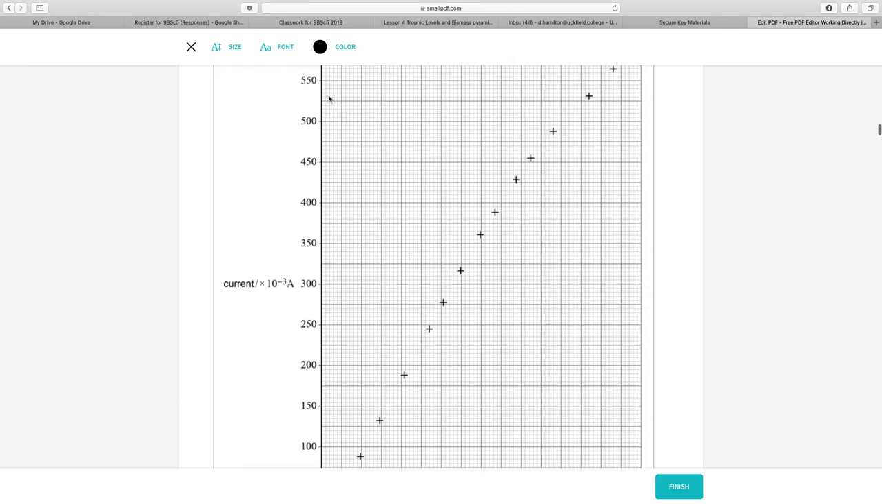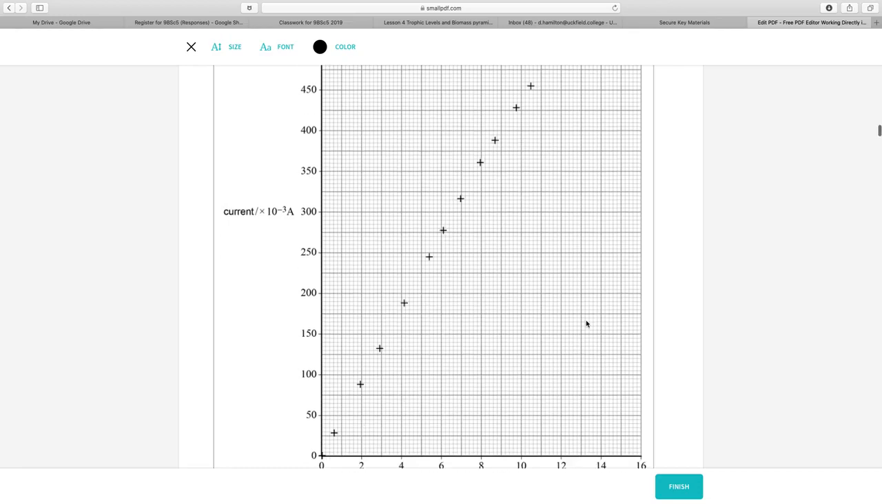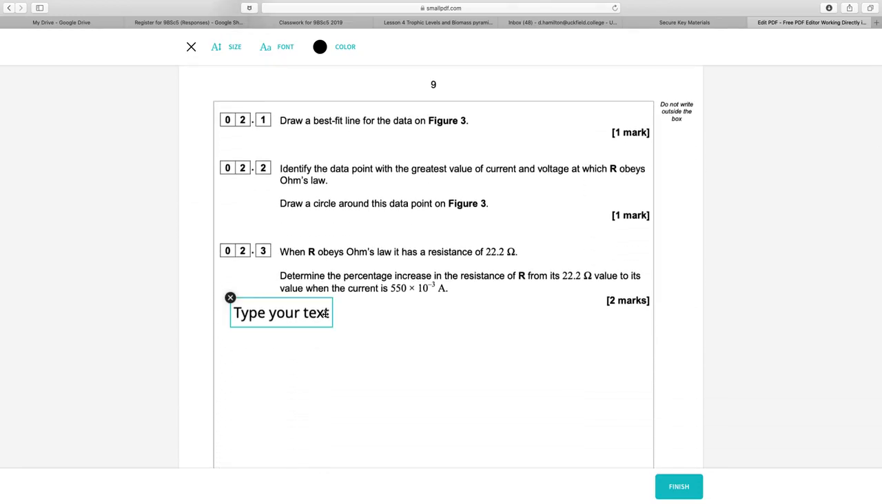So read across from 550 to where your line crosses that line, come down, read off the potential difference at that, calculate your resistance. I don't have my line of best fit, so I can't read that off, but your value of V divided by 0.55 amps gives you the resistance. Minus 22.2 gives you the difference between the two, gives you the increase. If you divide that then by 22.2, you will get the fractional increase, and then multiply that by 100 to get your percentage increase. So there it is.